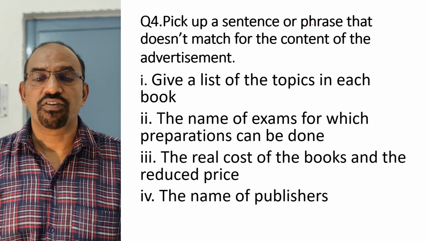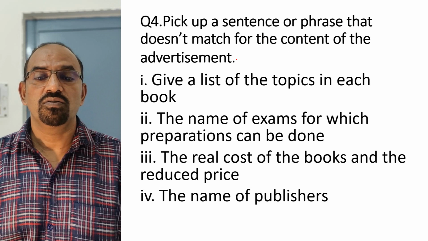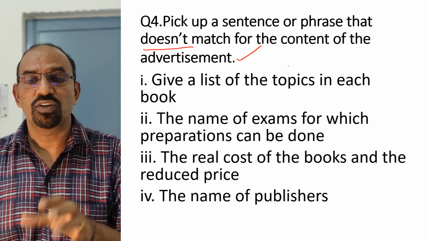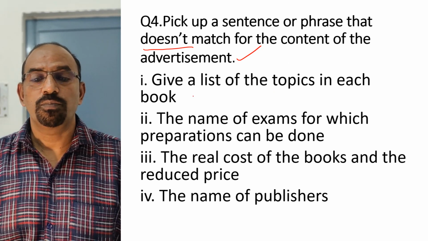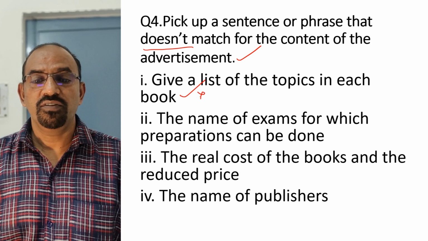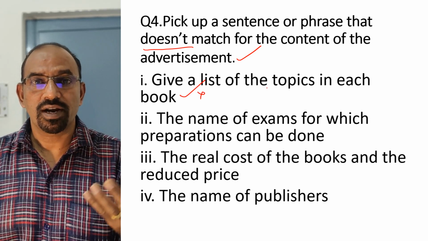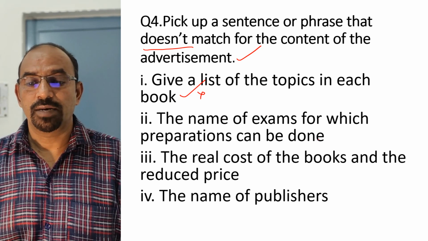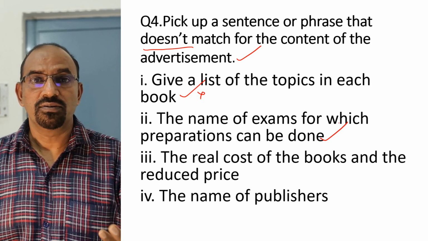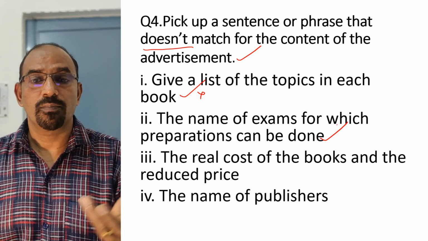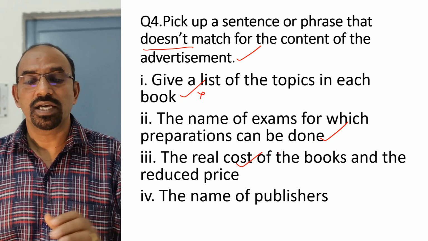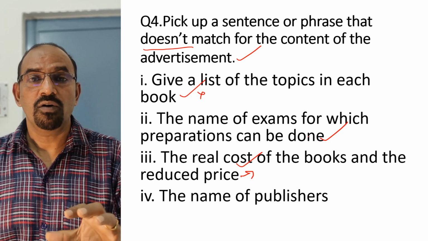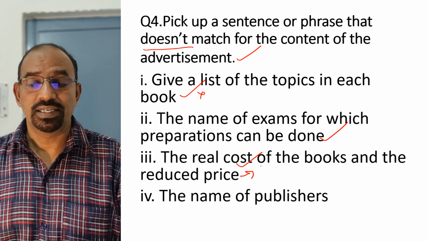Pick up a sentence or phrase that doesn't match for the content of the advertisement. Which one is not matching with the content? Give a list of the topics in each book. Can you give a list of the topic of each books in your classified advertisement? No. The name of exams for which preparations can be done. Yes, that you can give. For which examination these books are meant for. The real cost of the books and the reduced price. Yes, for how much rupees you bought it, and now at what rate you are going to sell it, you can give here.